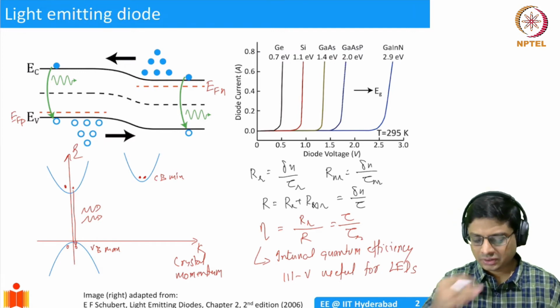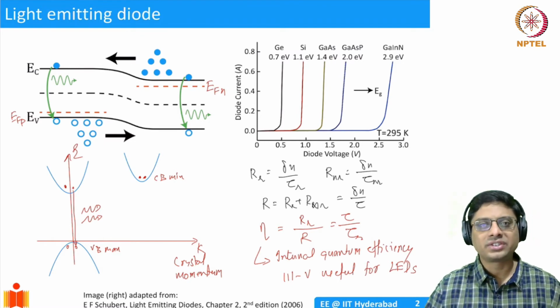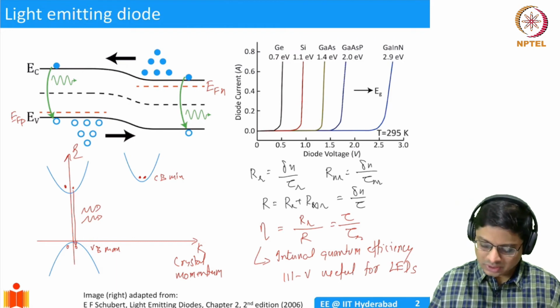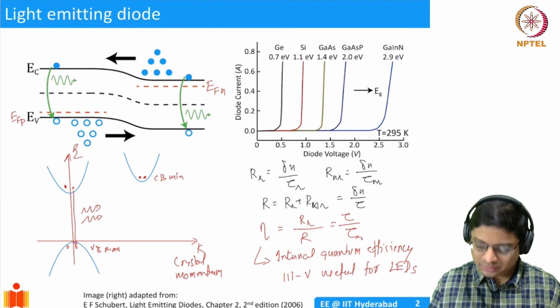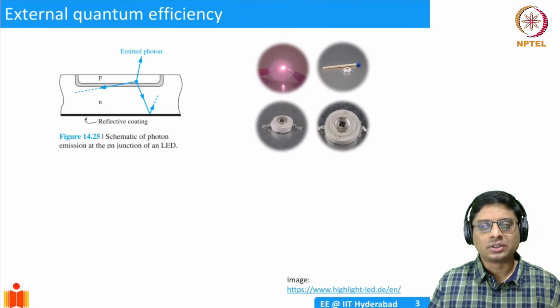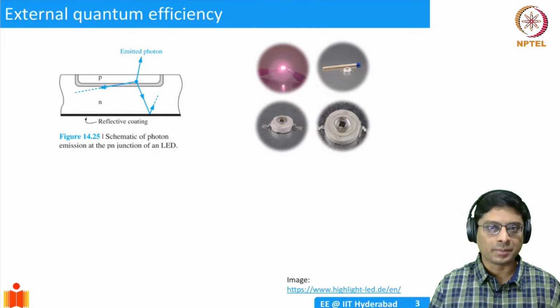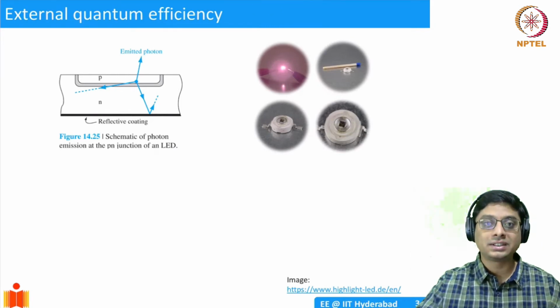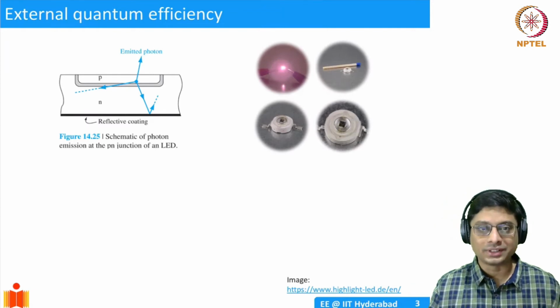So this is how PN junctions are different from light emitting diodes. All right, so internal quantum efficiency is one of the factors. The other important factor is what we call external quantum efficiency. That is, it is well and good for a photon to be emitted, but will the photon be transferred outside the semiconductor? That's an important thing.